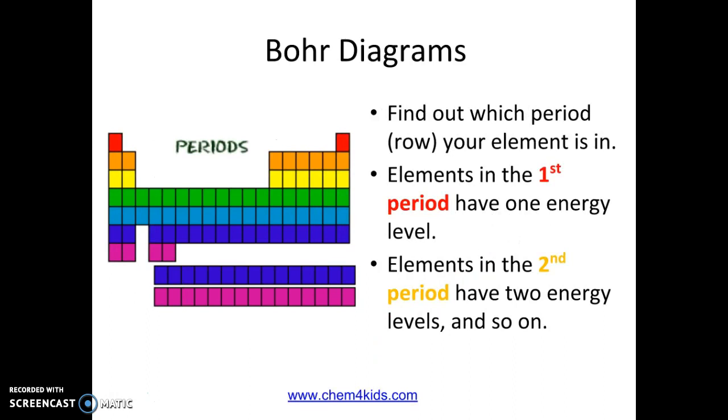Next, you want to find out what period or what row your element is in. This is going to tell you how many energy shells you need to draw, or how many energy shells that atom has. So carbon, you can see, is in the second row. That's the orange row. That would mean that there are 2 energy levels, or 2 energy shells for carbon.